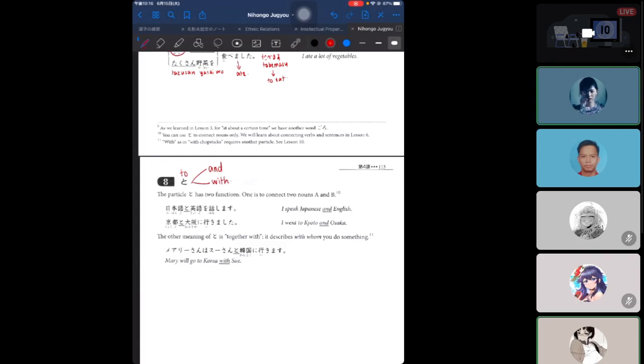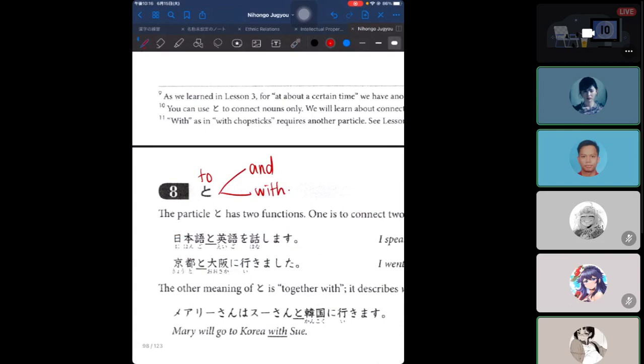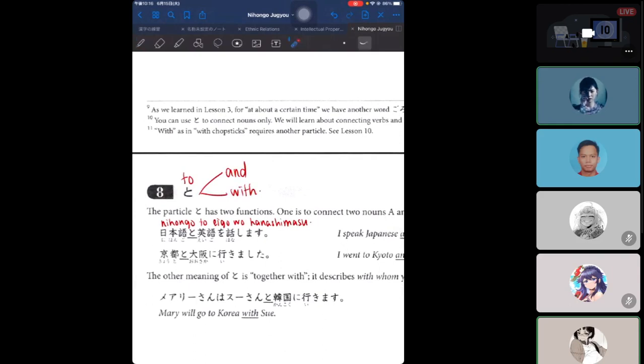So it actually connects. The first one connects two sentences, or rather two nouns, the noun A and the noun B. For example, the first sentence: 日本語と英語を話します。 Basically, you want to connect two nouns, to say "and". So you just add と in between the nouns.